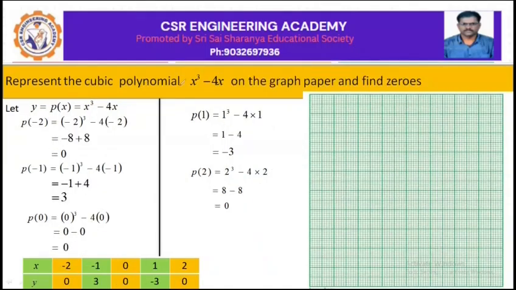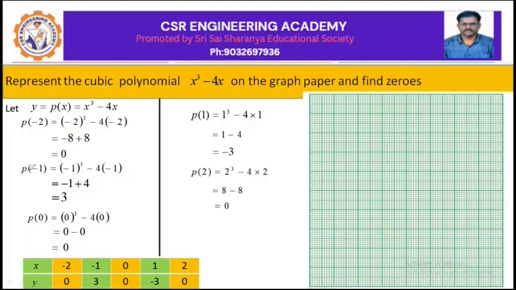Present the cubic polynomial x cube minus 4x on the graph paper and find zeros. Let y is equal to p of x is equal to x cube minus 4x. Here calculate the polynomial value at x is equal to minus 2, that is p of minus 2 is equal to minus 2 whole cube minus 4 into minus 2, which is minus 8 plus 8, is equal to 0.